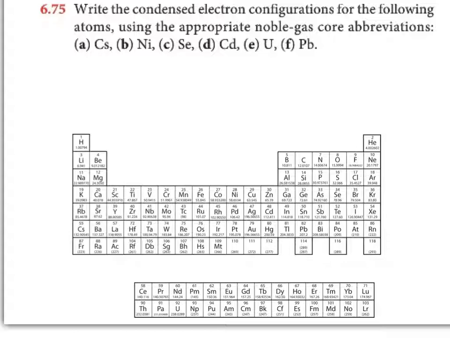So for my first one, I'm doing Cs. I can identify here, it's atomic number 55, so I know I better have 55 electrons in it when I'm done writing. What was the noble gas right before that? Yep. So we put that in brackets to say we want all of the electrons that are in there, and then all we need to add are the additional electrons.